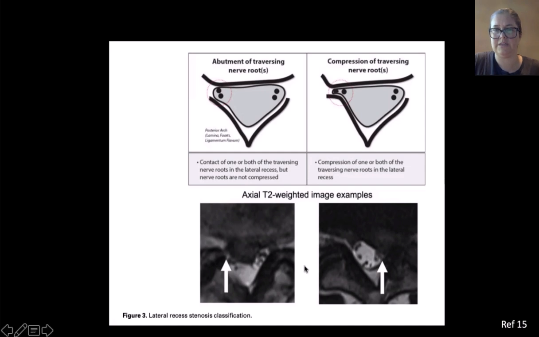And I apologize, I didn't even show you the images. So abutting the nerve here, so it's not displaced, doesn't look compressed. And then here, this nerve is compressed. This one, both are displaced actually.